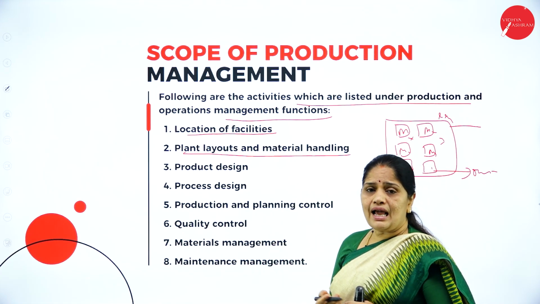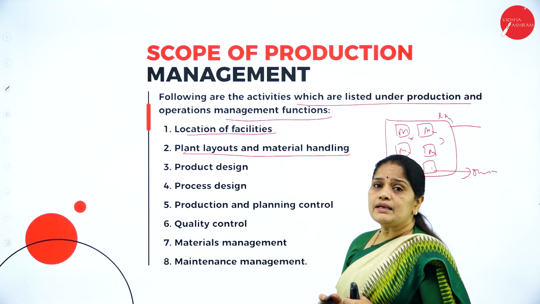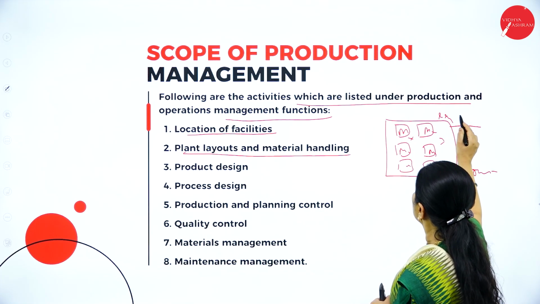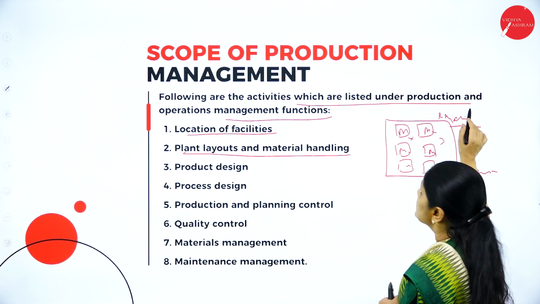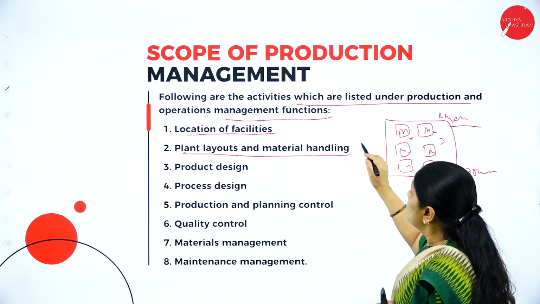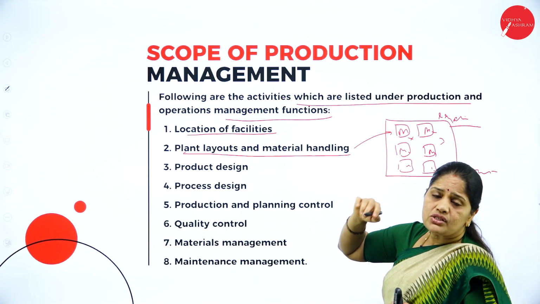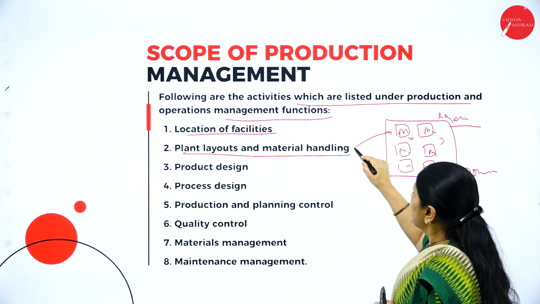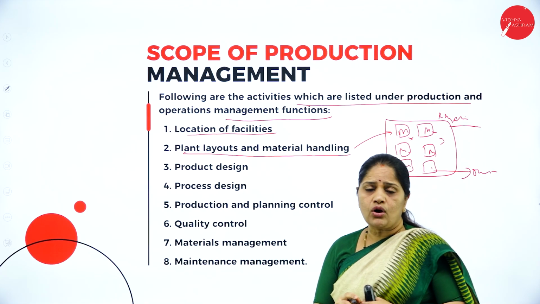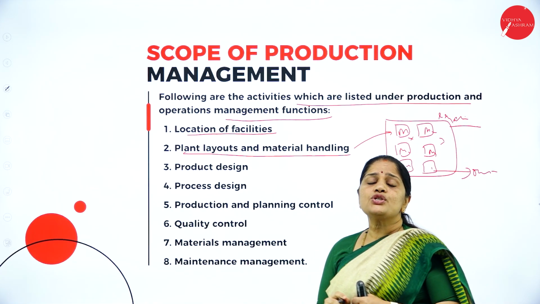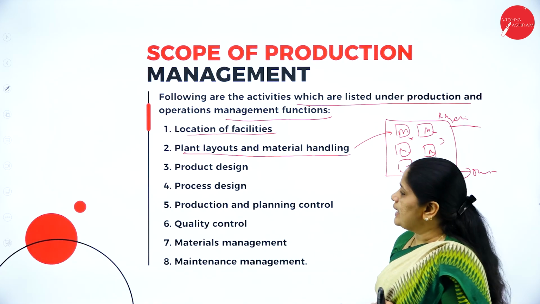And material handling. So material handling means it becomes important to see that the raw materials are handled properly. So who is handling the raw materials? That becomes important, and how he is handling the raw material. So everything has to be decided in production management.